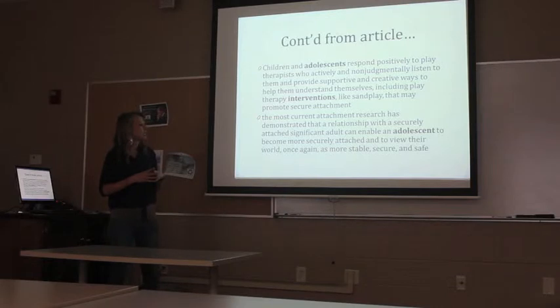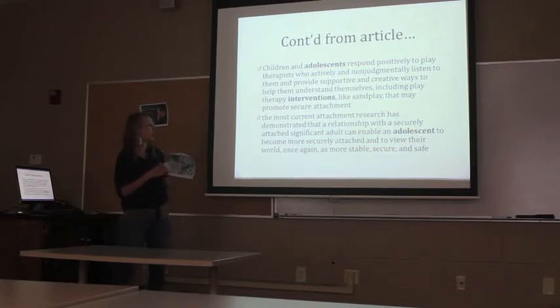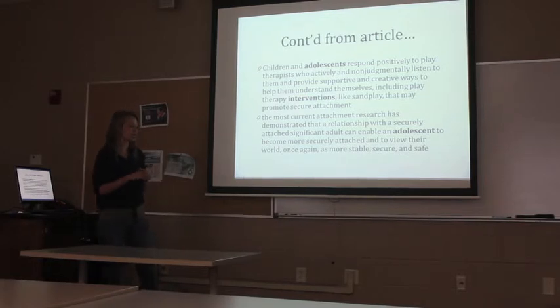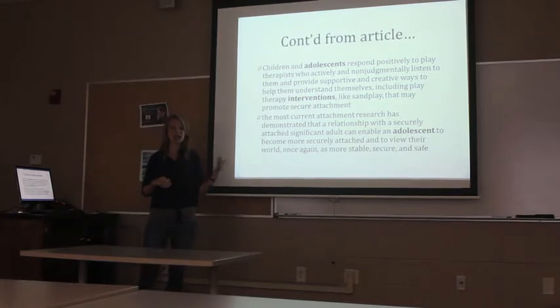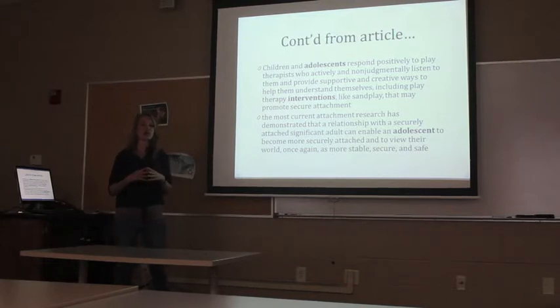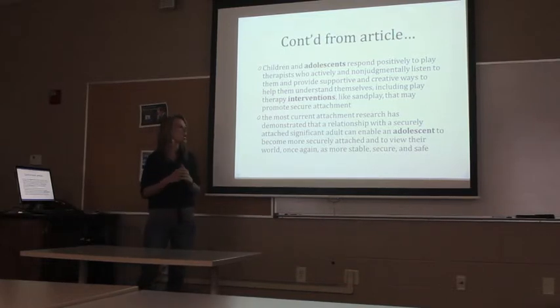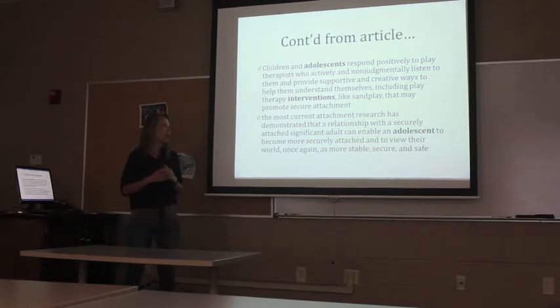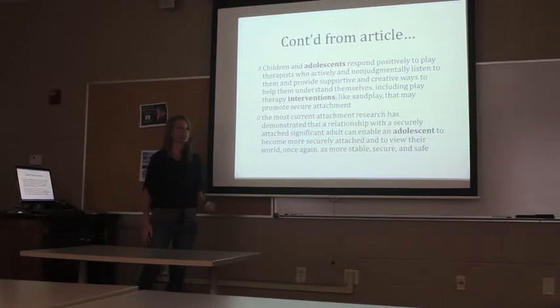"The most current attachment research has demonstrated that a relationship with a securely attached significant adult can enable an adolescent to become more securely attached and to view their world once again as more stable, secure, and safe." So as the adolescent and the caregiver move towards a more secure attachment again, they are going to feel more safe and secure, and then hopefully that brings them a way of trying to attach with their peers and find stable attachments. That way it'll transfer back to the parents once they see that they can have that positive attachment with them.